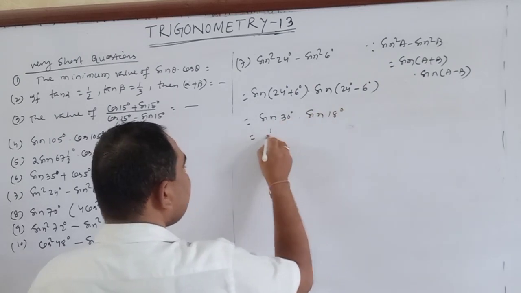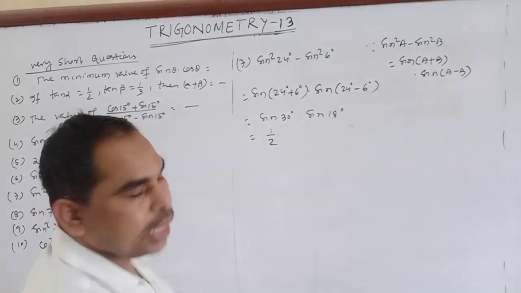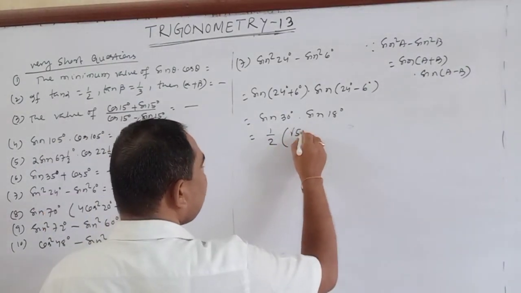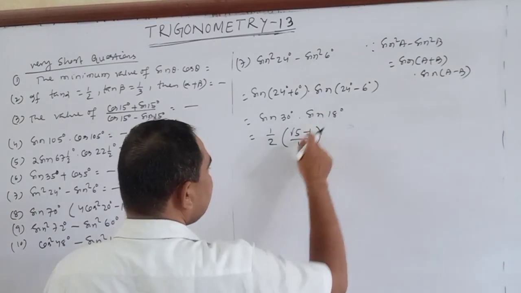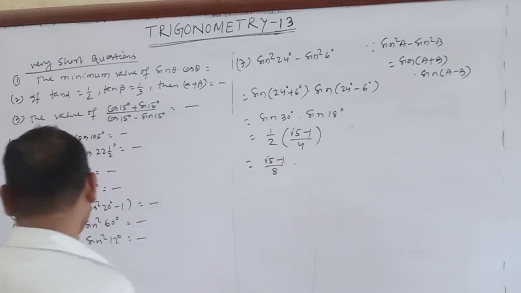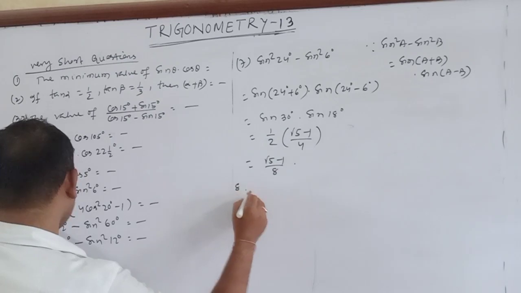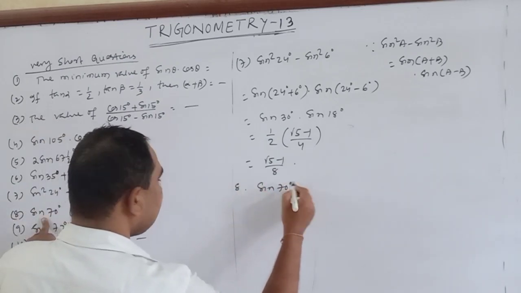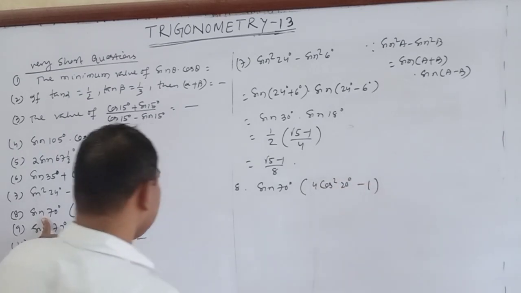So sin 30 is 1 by 2, and sin 18 is (root 5 minus 1) by 4. So it is equal to (root 5 minus 1) by 8. Next, question number 8: given sin 70° into 4 cos²20° minus 1.